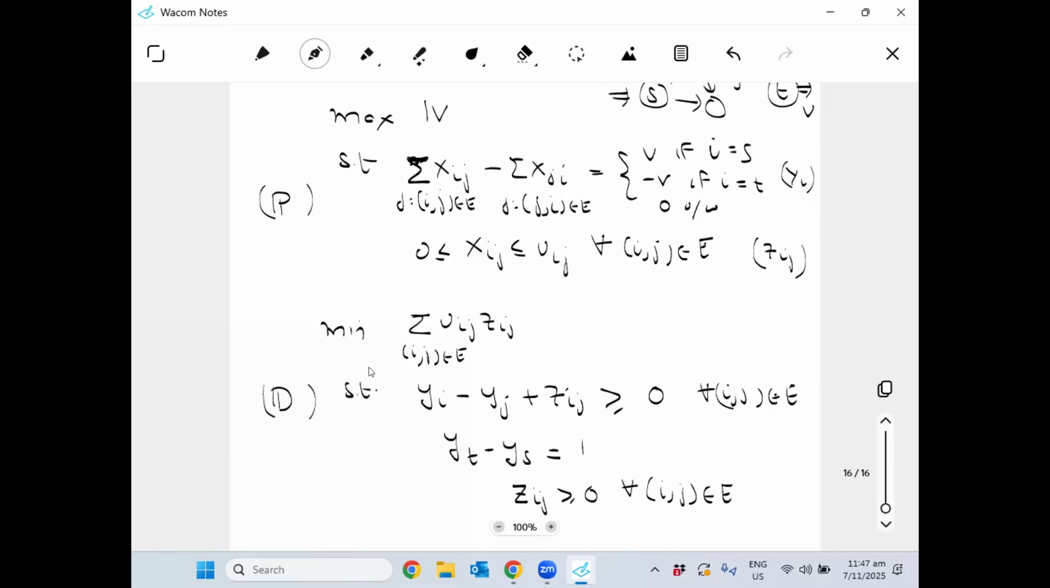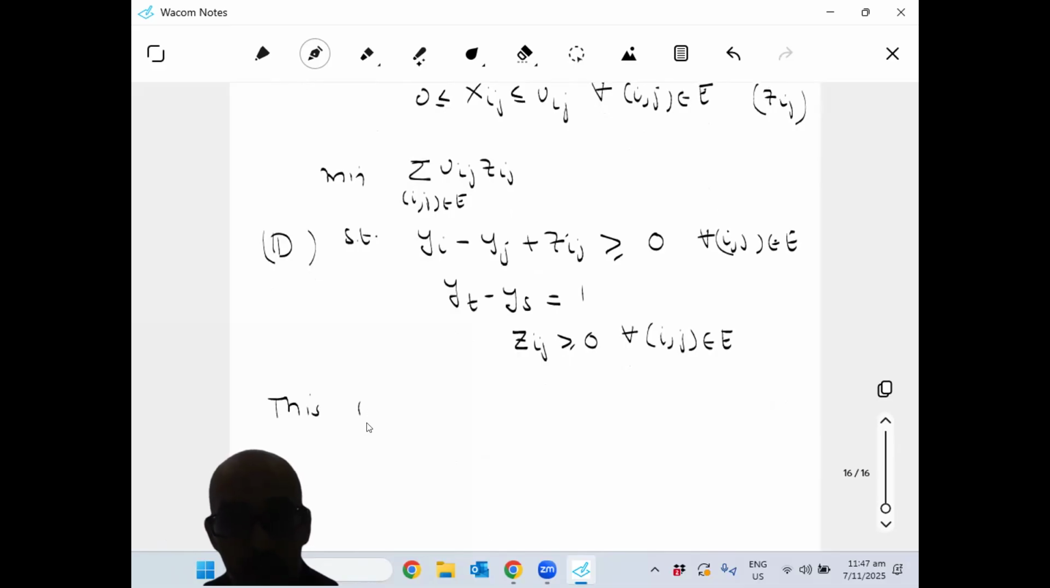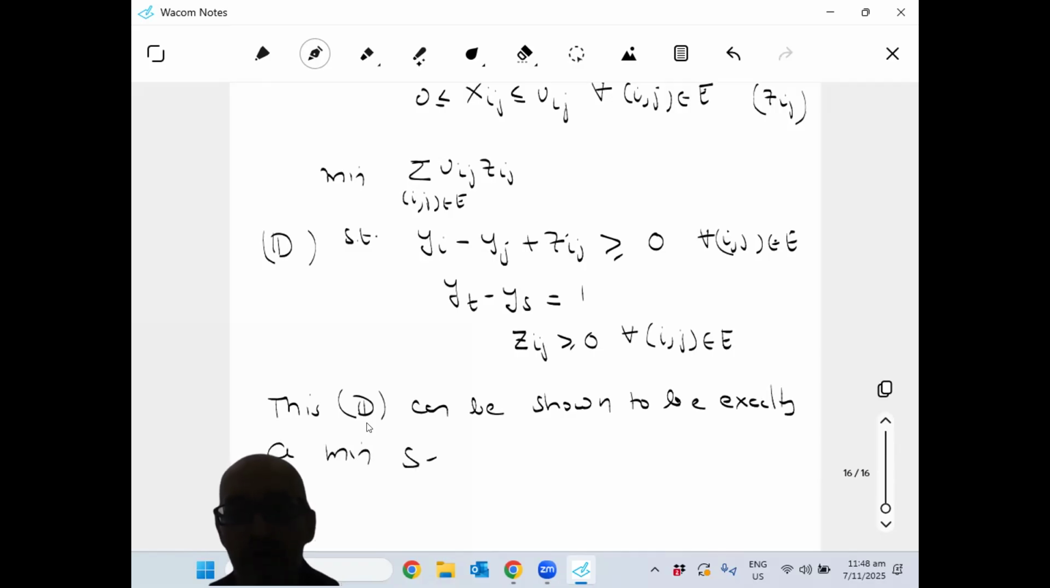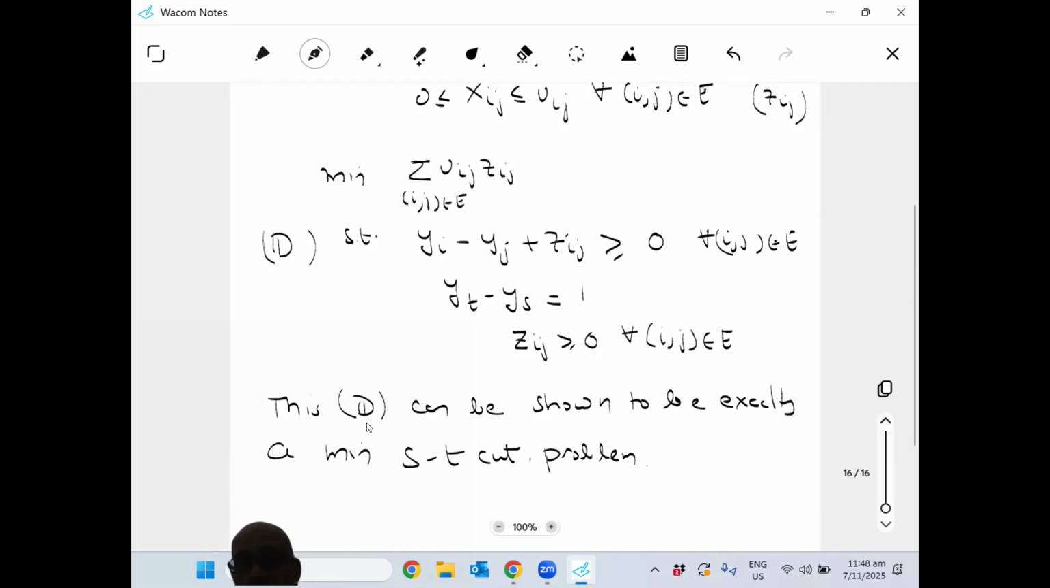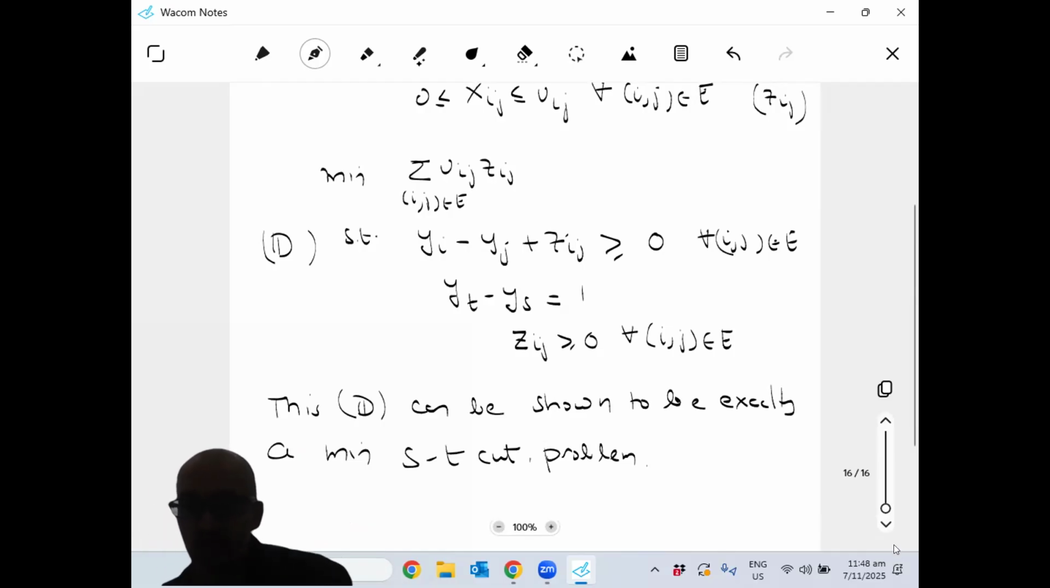The question is, what does this dual actually mean? What is the corresponding interpretation of this in the network flow context? What we will see next is that this dual can be shown to be exactly a minimum ST cut problem. I have to define what an ST cut is, and I will do that next. So I want to interpret the dual and talk about this max flow min cut duality. This is one of the important results in network flows.